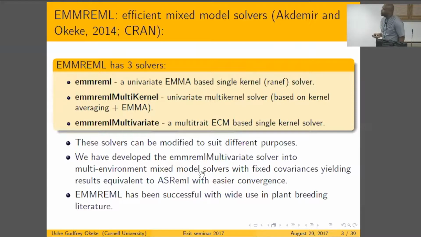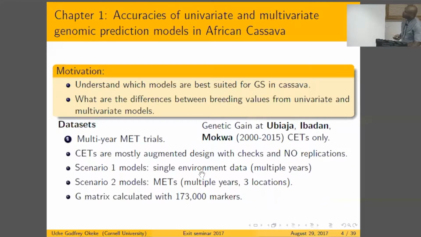So the interesting thing about EMM-REML is that it is very flexible and you can adapt it to various things. And we have actually adapted this multi-trait solver to different kinds of models, which I will show today. And EMM-REML has in fact been successful in plant breeding literature. So the talk is structured as chapters in my thesis.